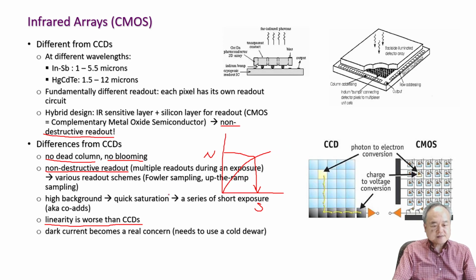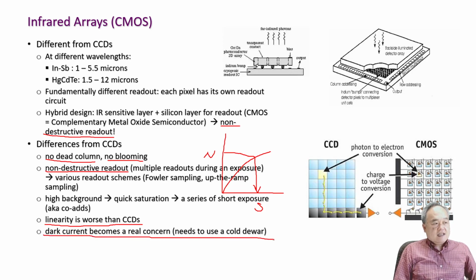Right? And dark current: because the infrared arrays are capped, and the photosensitive layers are more sensitive and produce dark electrons. I think more dark electrons are being produced compared to the CCD material. Dark current becomes a real issue.